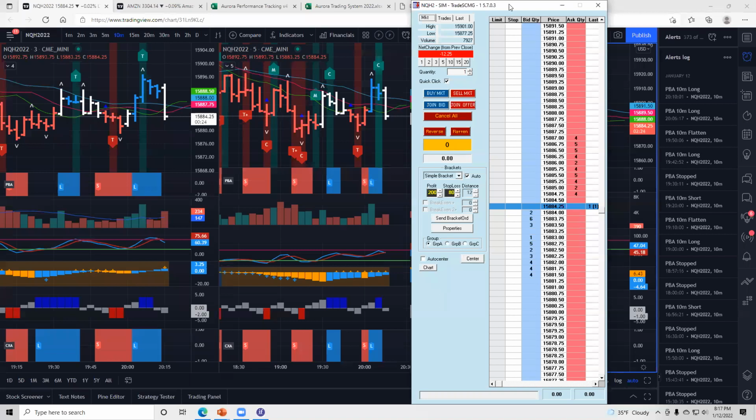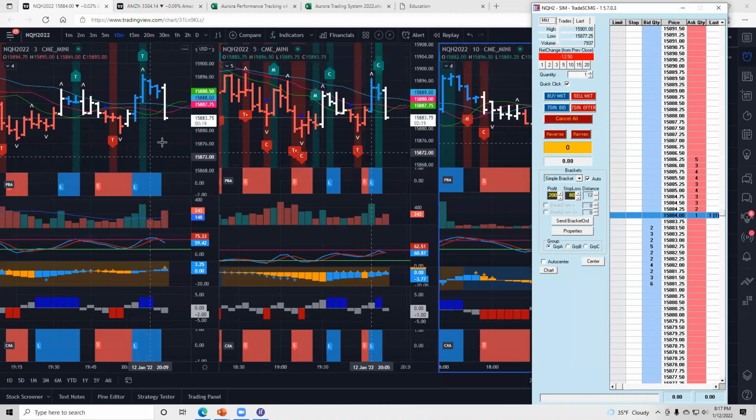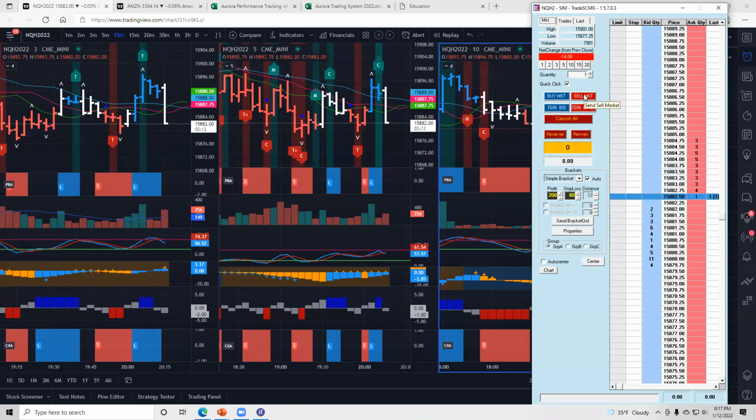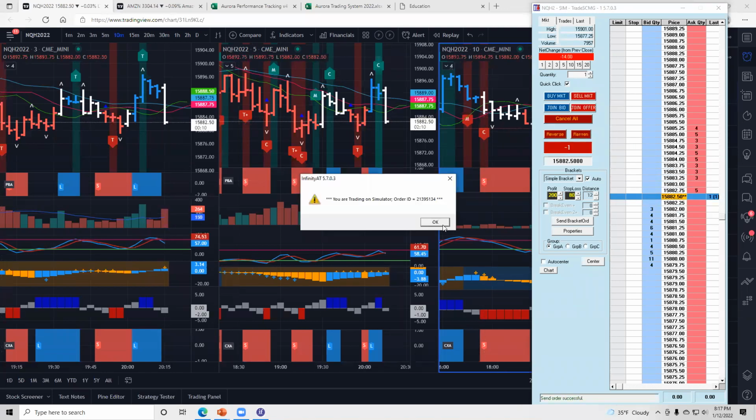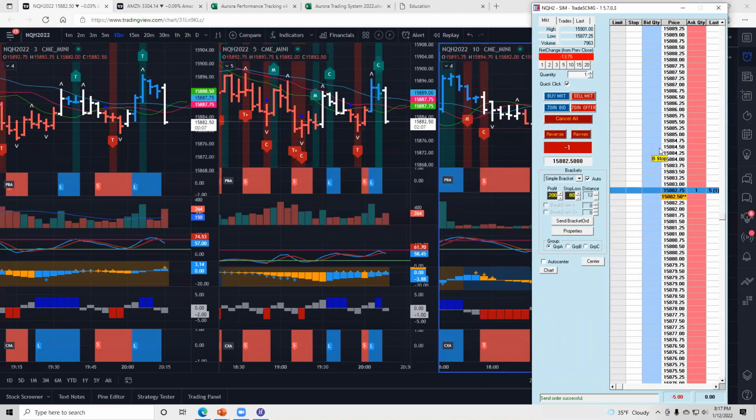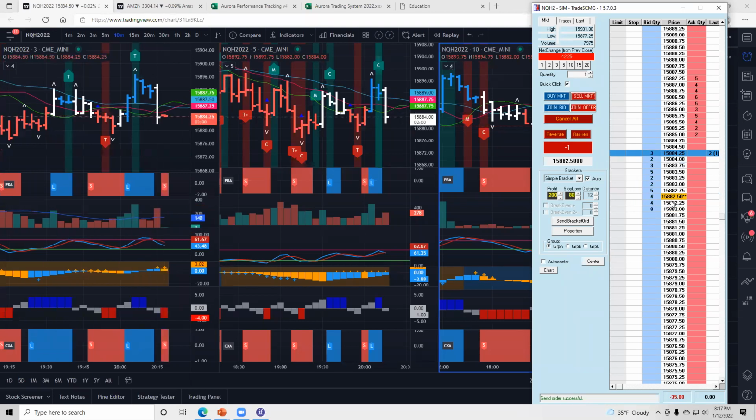So let's just say, what direction are we going to go here? We had some long signals. Looks like we have a little bit of a sell-off here. Let's just say we want to go short. I'm simply going to click sell market to go short. And it puts me in at 15,882.50. And my default stop is 20 points back. It automatically places my default stop 20 points back off of my open.